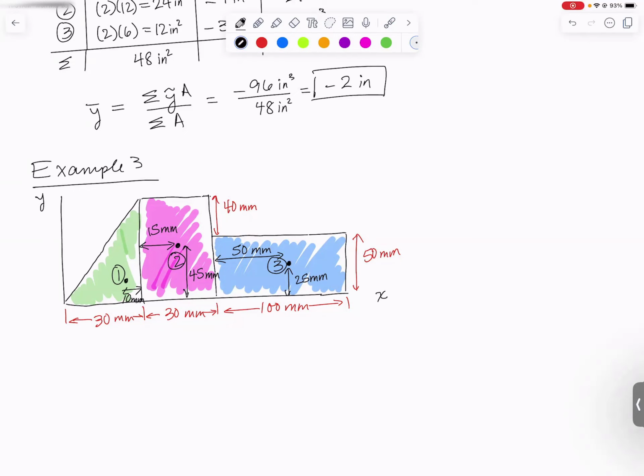And then vertically, the whole triangle is 90 millimeters tall. So this guy will be a third of that, 30 millimeters up from that edge. So we found all of those locations.